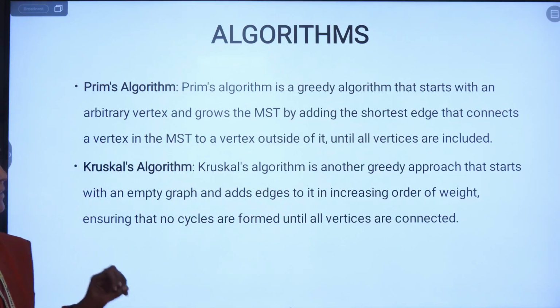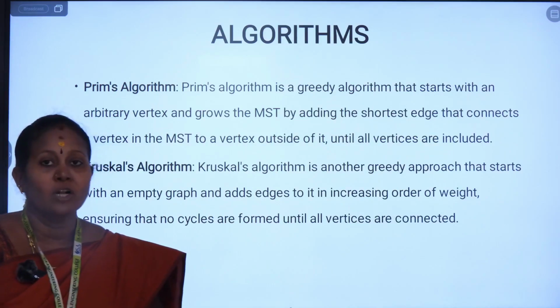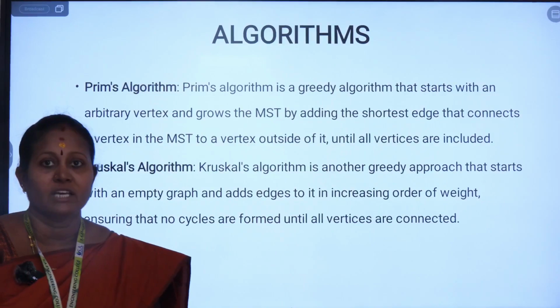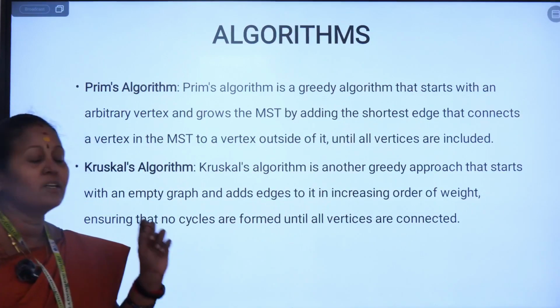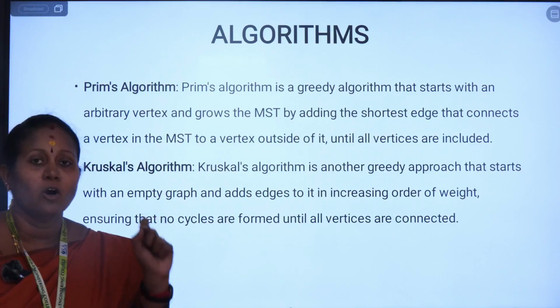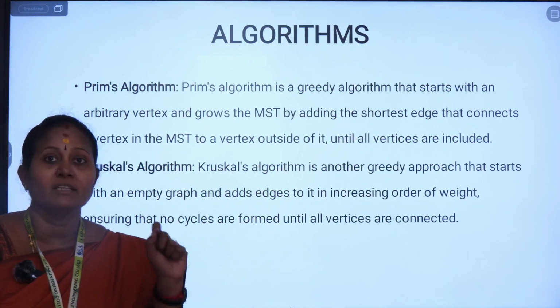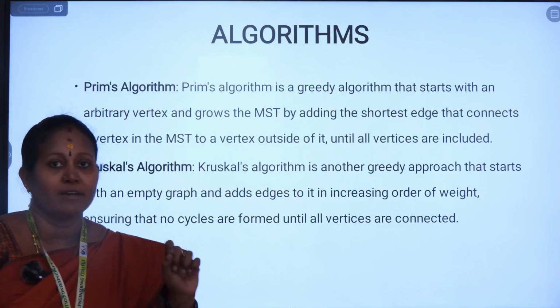So here the main thing is in minimum spanning tree, all the graphs will be undirected graphs. There won't be any direction for the graphs here. Okay, so we should keep it in mind. That is, all the graphs will be undirected graphs. So we are going to use only the undirected graph for the minimum spanning tree.